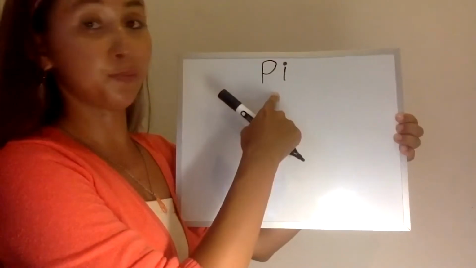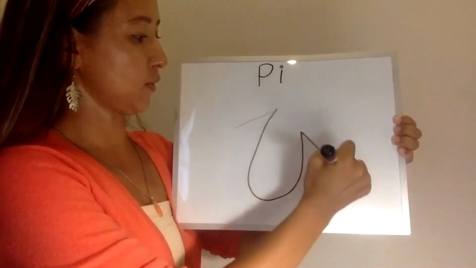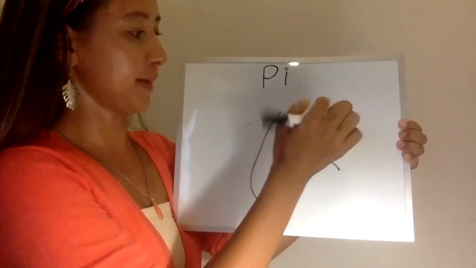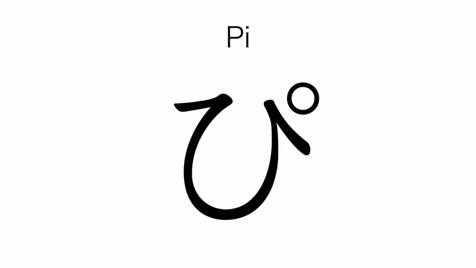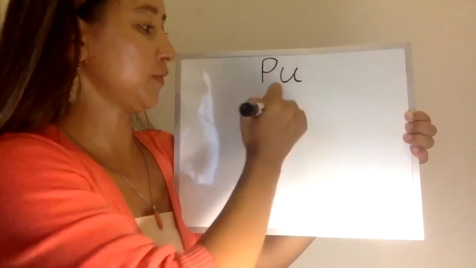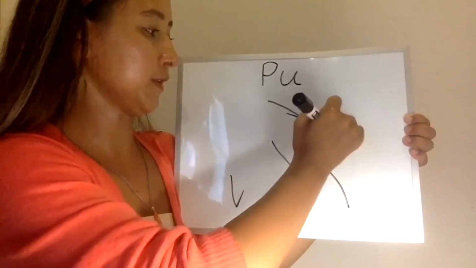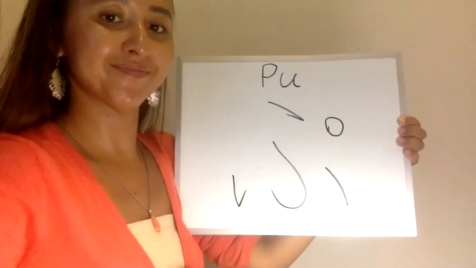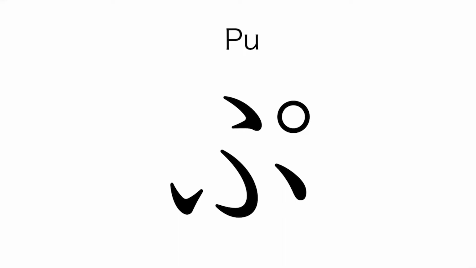The next one is Pi. 1, then maru. Pi, pi. The next one is Pu. 1, 2, 3, 4, and then maru. Pu, pu.